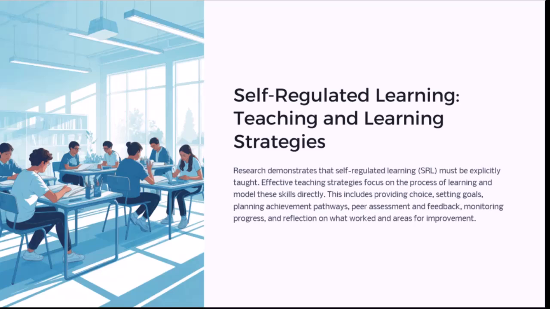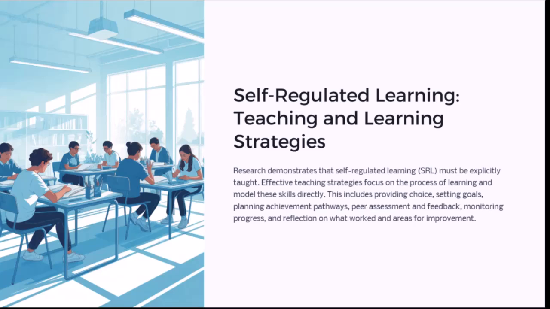Research shows that self-regulated learning needs to be explicitly taught. Teaching strategies that focus on the process of learning, and that model or explicitly teach this, are important. It's important to specifically teach options such as providing choice, how to set goals, how to plan and break down tasks, how to decide which resources to select, and identify time allocation for specific tasks. In addition, facilitating peer assessment and feedback and modelling this supports students to monitor for progress.